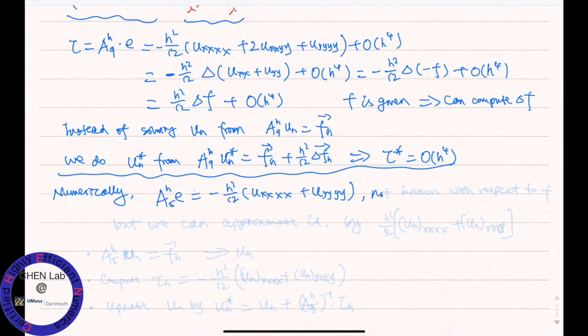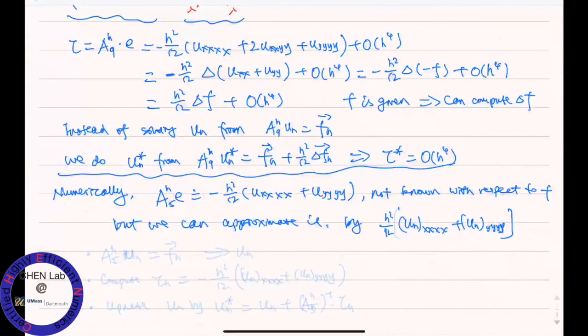And this is not known with respect to f, but we actually can approximate it. We can approximate it by, for example, you have your u, right? You have an approximation to your u. So by basically h squared over 12, if you can compute the u_h x plus u_h y, then you can still have an approximation to this dominating part, and then you can still update.